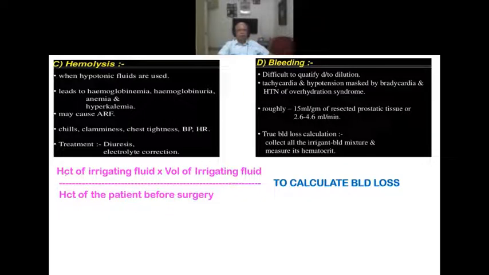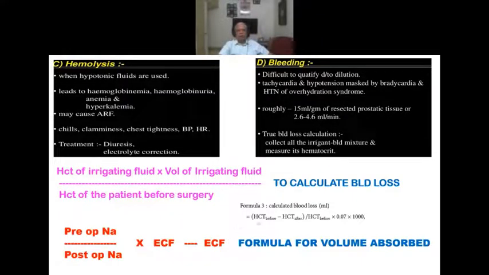So we can calculate the blood loss: hemoglobin of the irrigating fluid multiplied by the volume of the irrigating fluid, divided by the hemoglobin before surgery. Or another method is hemoglobin before minus hemoglobin after, divided by hemoglobin before. This is one another formula. Multiply it with 0.07 and 1000, then you can calculate the blood loss. For volume absorption, you have to know the pre-op sodium. Divide it by post-op sodium, multiply it with the volume of ECF and subtract the volume of ECF. Then the total volume of fluid that has been absorbed can be calculated.